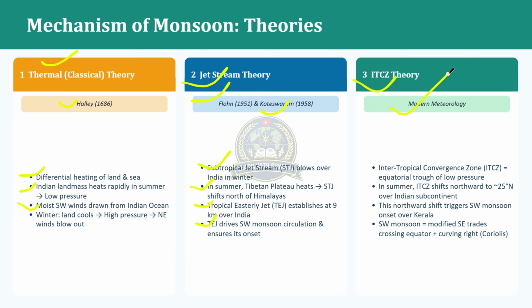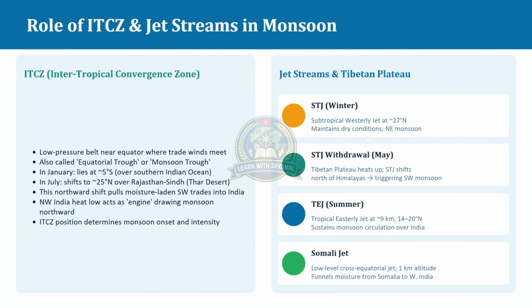ITCZ theory, modern meteorology. Intertropical convergence zone, ITCZ, that means this is an equatorial trough of low pressure. In summer, the ITCZ shifts northward to 25 degrees north over the Indian subcontinent. This northward shift triggers southwest monsoon onset over Kerala. Southwest monsoon is southeast trades crossing the equator and curving right due to Coriolis force. Role of ITCZ and jet streams in monsoon.